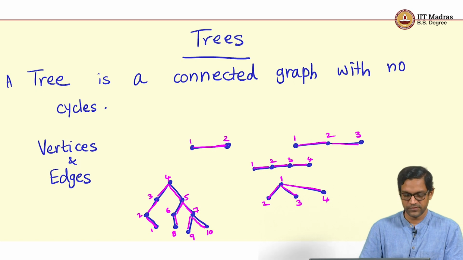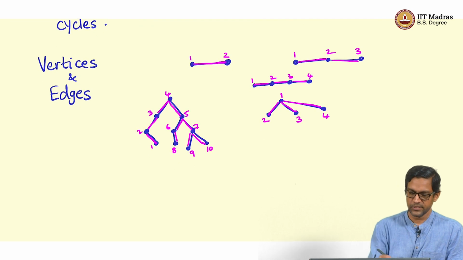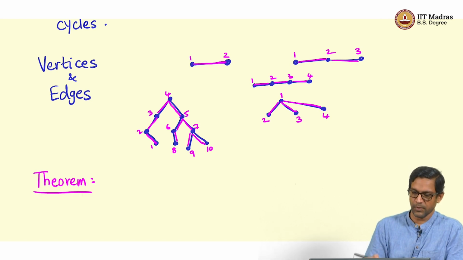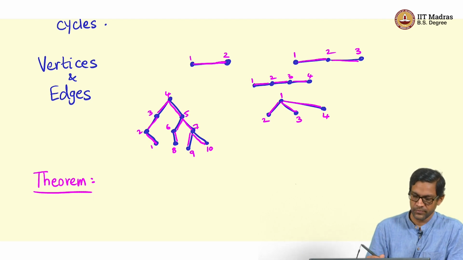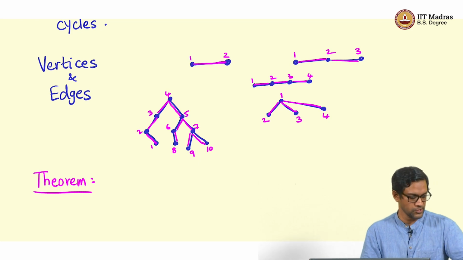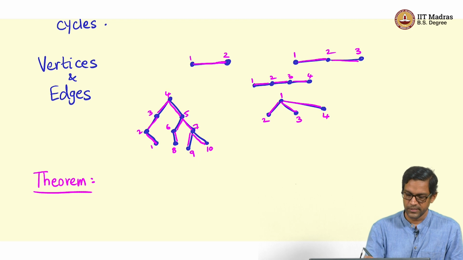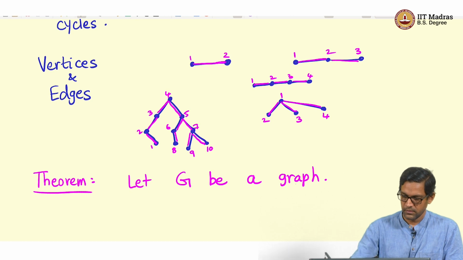And so this suggests that maybe something like this is true in general, and let's state it as a theorem which says that a tree always has this property, that the number of vertices is in fact one more than the number of edges. Okay, but I actually want to go a little further than that. Let me state something slightly stronger than just that. So here's the theorem: let G be a graph, then the following statements are equivalent.